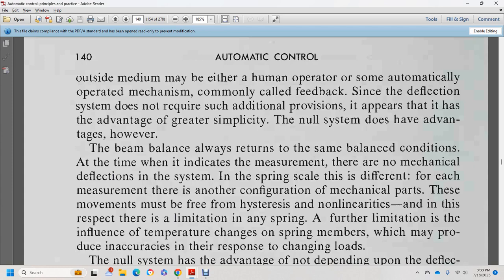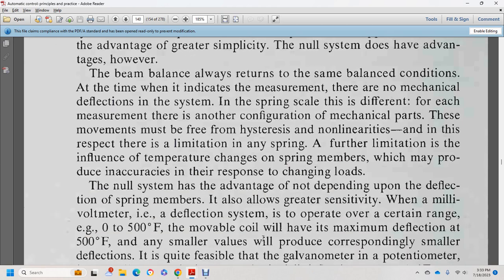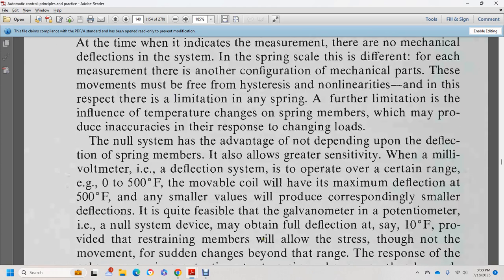These movements must be free of the history of the non-linearities, and in this respect the limitation of any spring is the influence of temperature on the spring members, which may reduce the inaccuracy in the response to the changing load. Null systems have the advantage of not depending on the deflection of the spring members, and also have the greater sensitivity of the millivolt meter, etc.